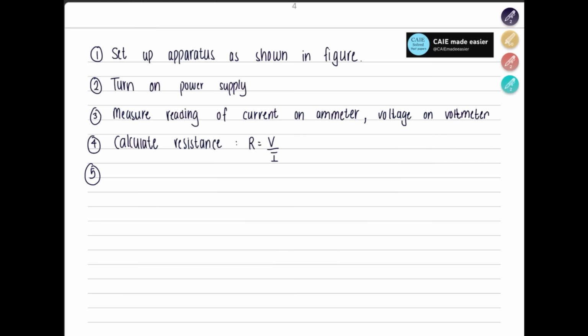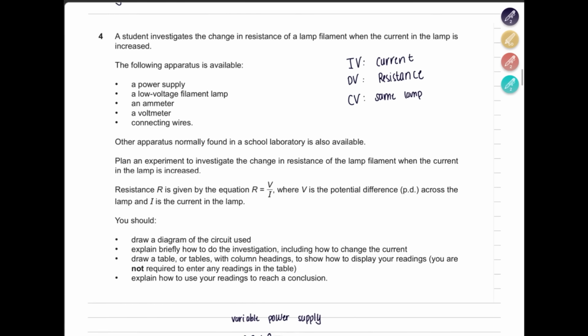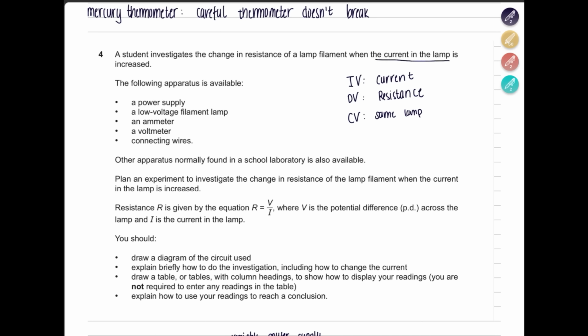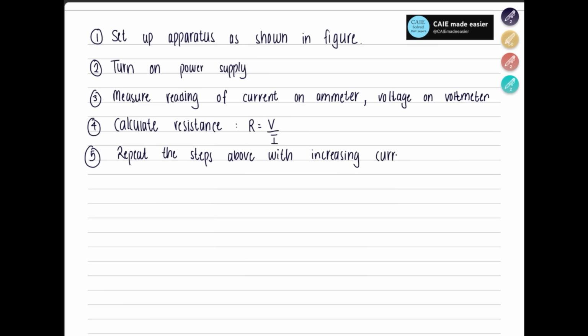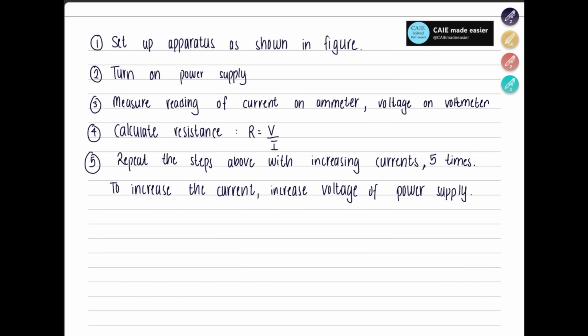Now we're going to repeat this experiment for increasing currents, because as they mentioned in the question, the current in the lamp is increased. Okay, 5 times. How are we going to increase the current? To increase the current, increase the voltage of the power supply. Okay, now let's look at the next step.